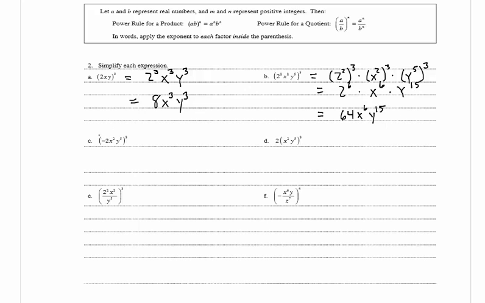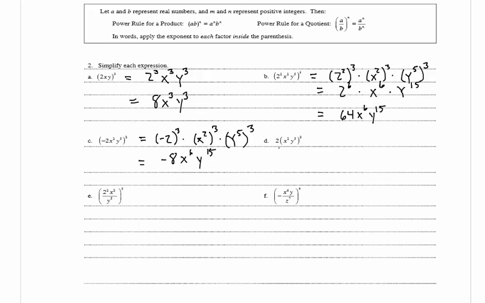In C, we have negative 2 times x squared times y to the fifth, all cubed, and we could rewrite this as negative 2 cubed times x squared cubed times y to the fifth cubed, and negative 2 cubed is equal to negative 8. And now we use our power rule, and we have x squared raised to the third power is x to the sixth, and y to the fifth raised to the third power is y to the 15th.